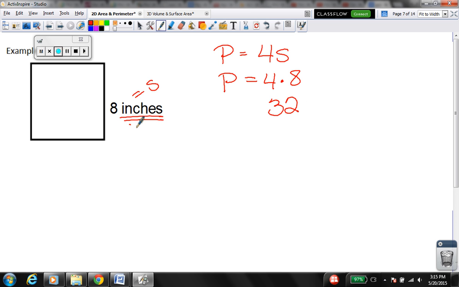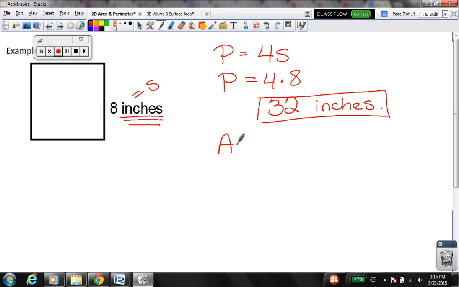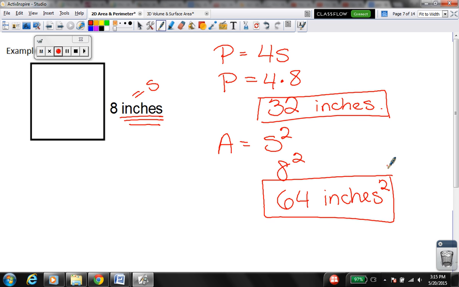We need to make sure we keep it inches. It is not feet this time, it's inches. So 32 inches. That's the perimeter. Now, for the area. Area is equal to my side length quantity squared. So now I'm substituting, instead of S, it's going to be 8. So A is equal to 8 squared, or 64. Yet again, inches squared. And that is the area of a square.